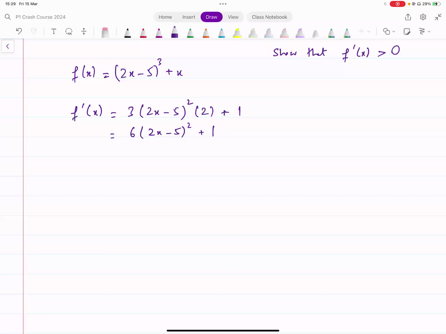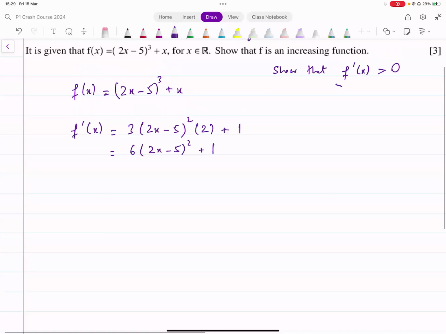Now, we need to show that the derivative is positive. So do not solve it like an inequality like this. You can't do this. This is not given to be greater than 0. You have to prove that it's always greater than 0. If it's an increasing function, that means it's always increasing.